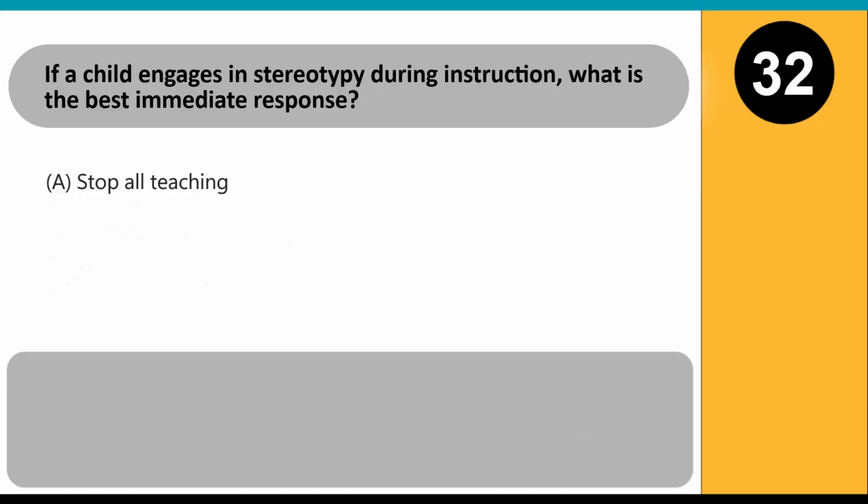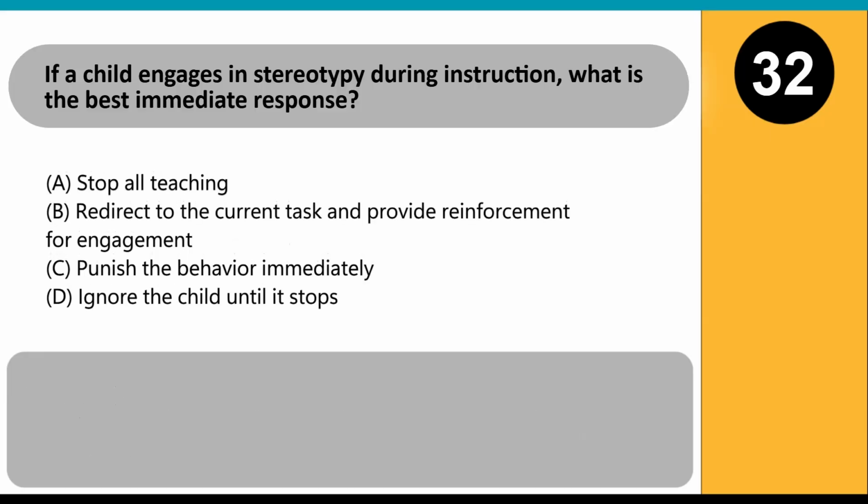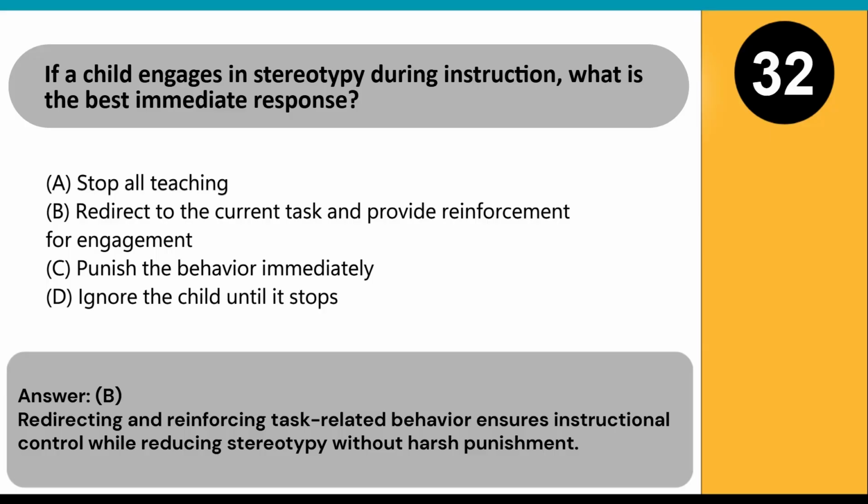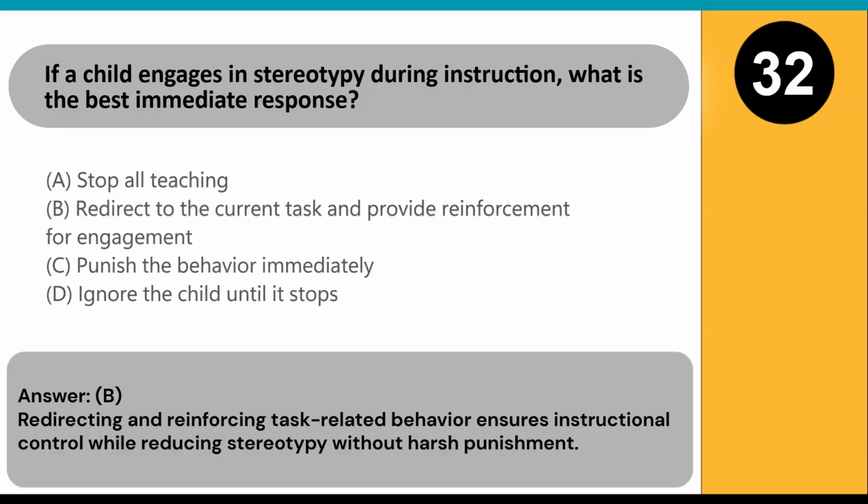If a child engages in stereotypy during instruction, what is the best immediate response? A. Stop all teaching. B. Redirect to the current task and provide reinforcement for engagement. C. Punish the behavior immediately. D. Ignore the child until it stops. Answer: B. Redirecting and reinforcing task-related behavior ensures instructional control while reducing stereotypy without harsh punishment.